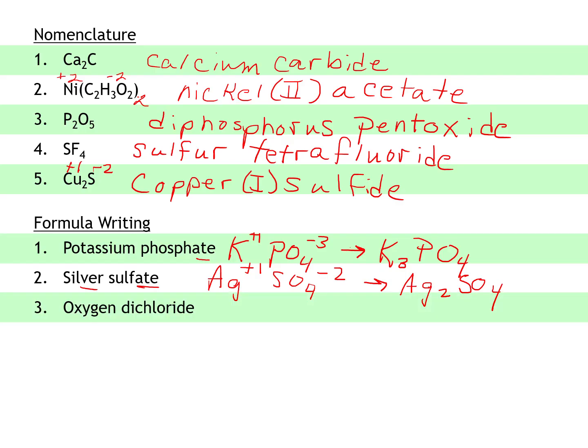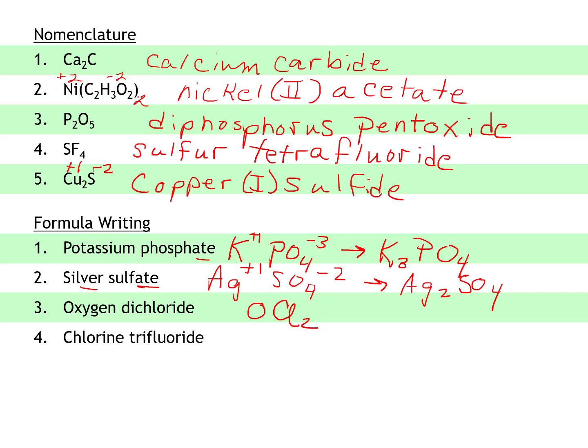Oxygen dichloride. All right, so oxygen and chlorine are both nonmetals, so we're just going to write it down exactly the way it sounds. So it says we have 1 oxygen. Remember, we don't put the mono on there. And 2 chlorines. We don't do swap and drop. We don't do anything else. We just say, all right, it's just going to be exactly the way it's written down.